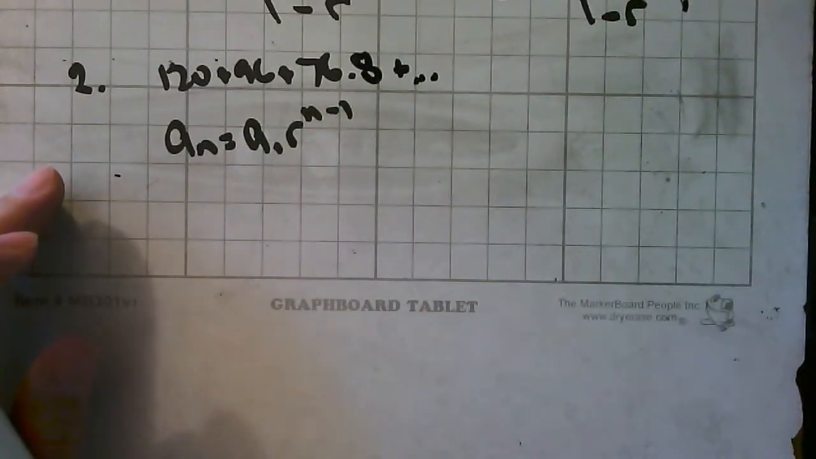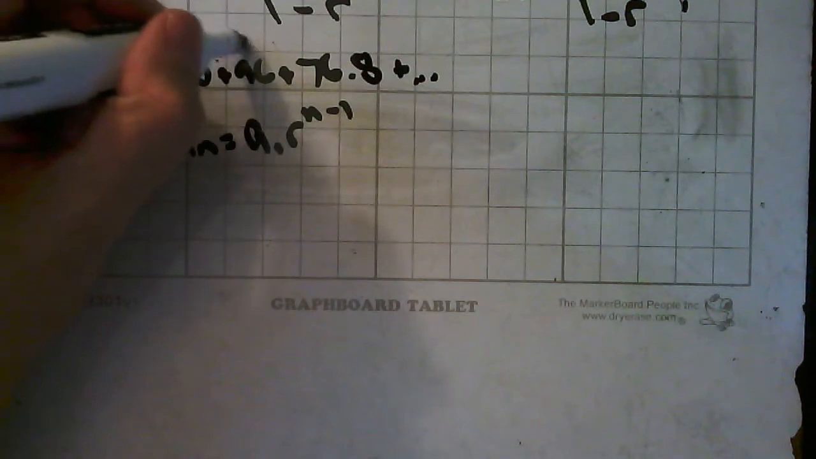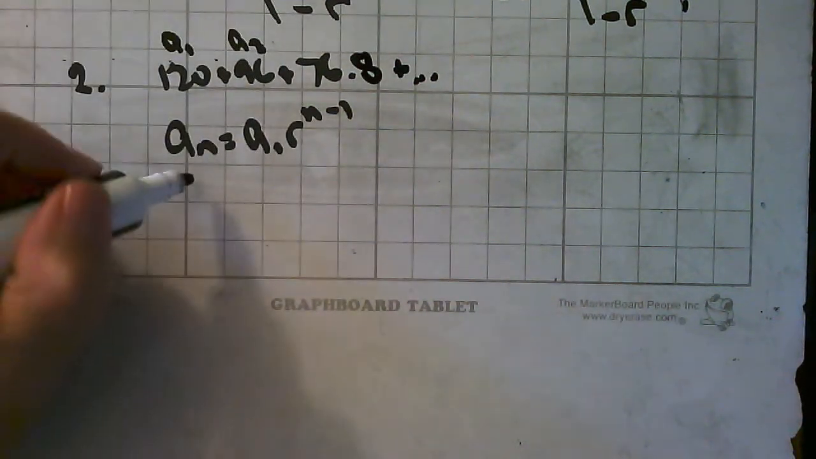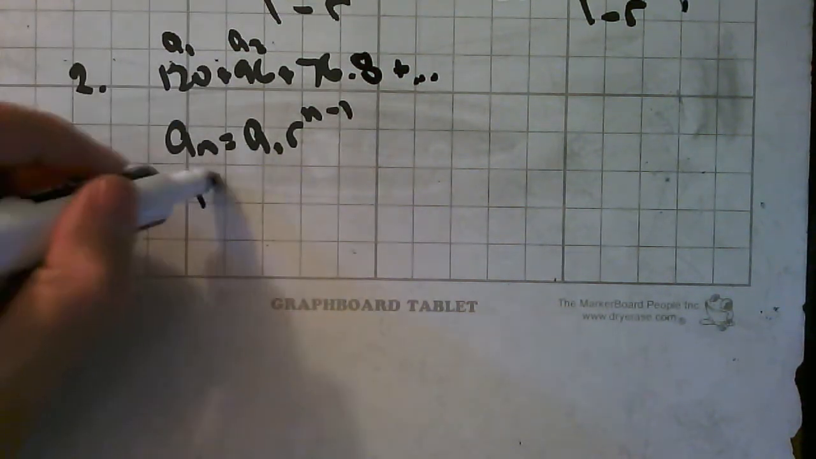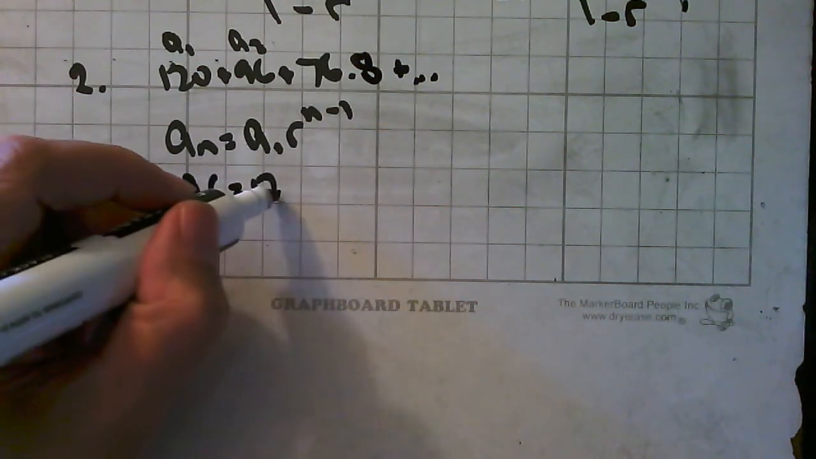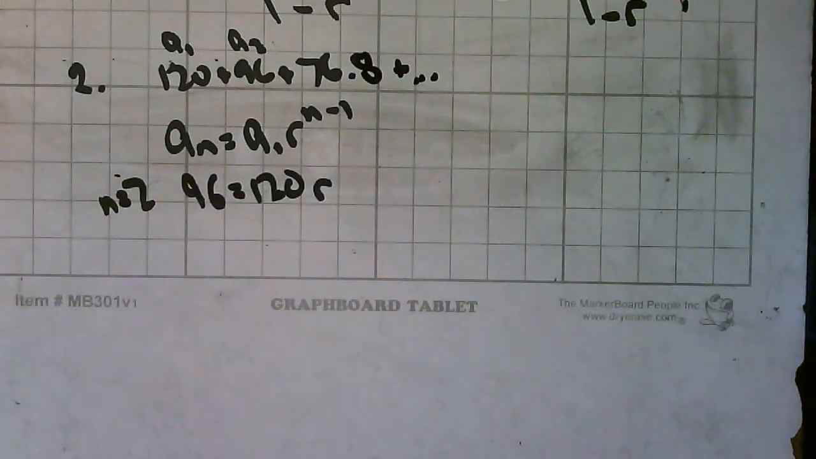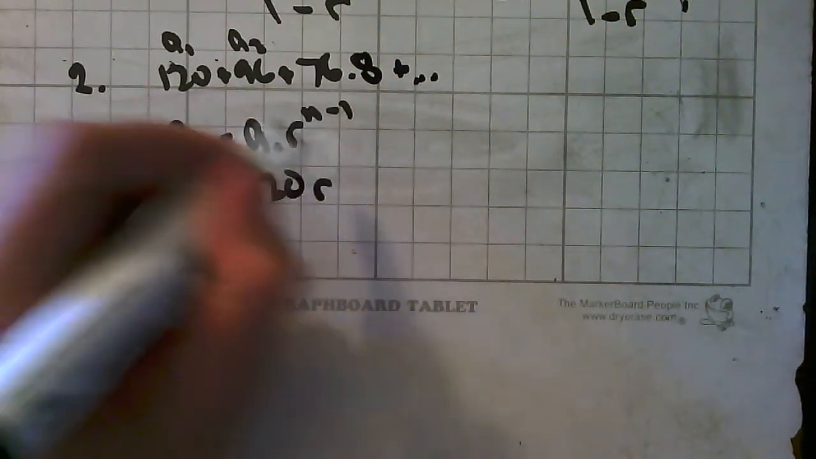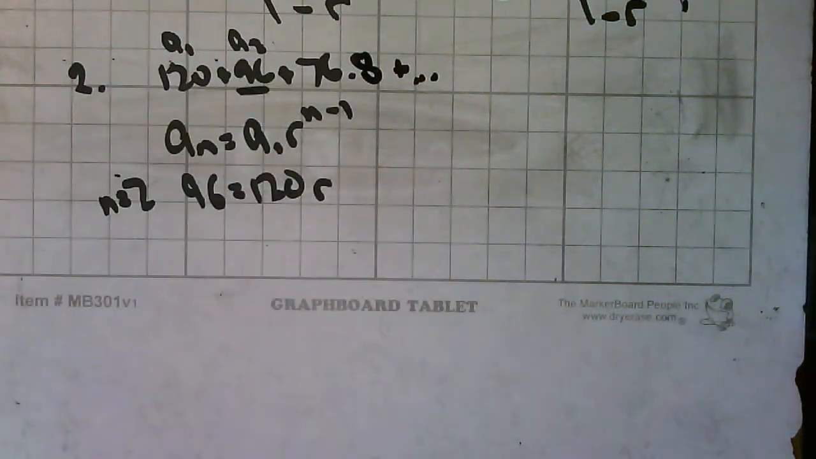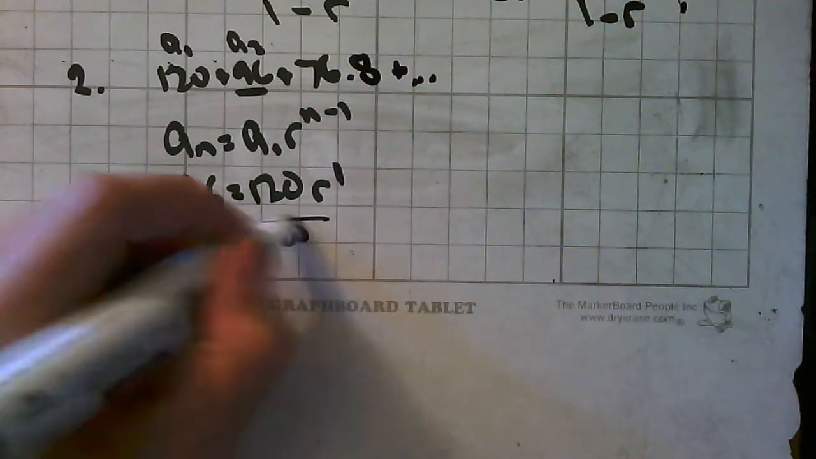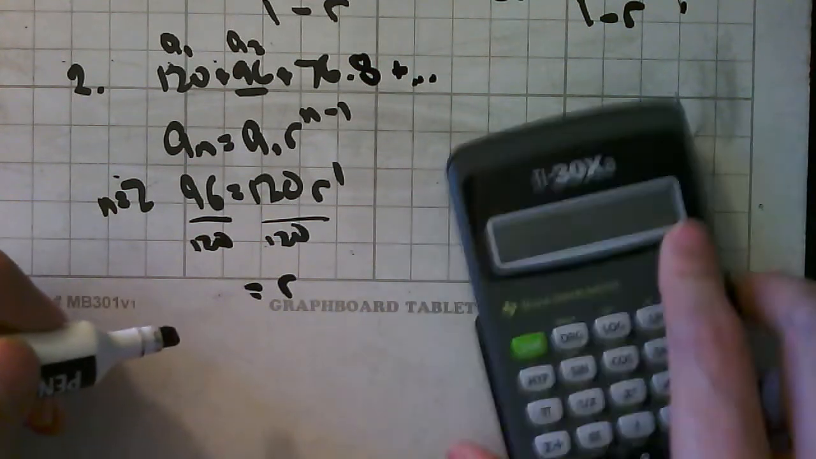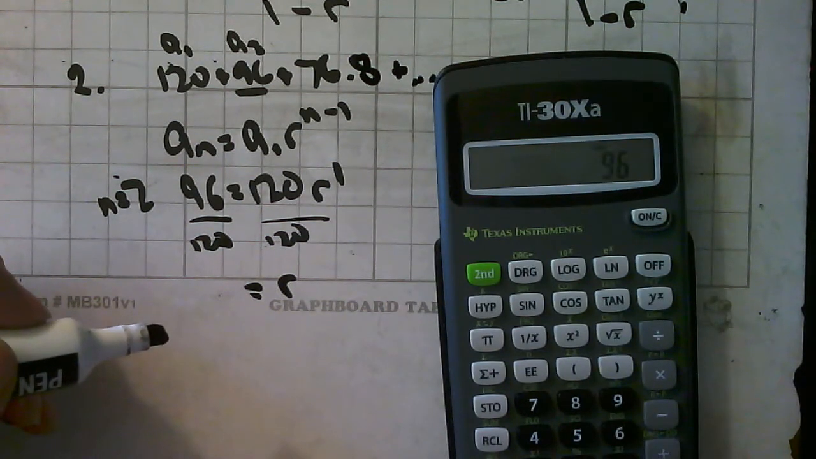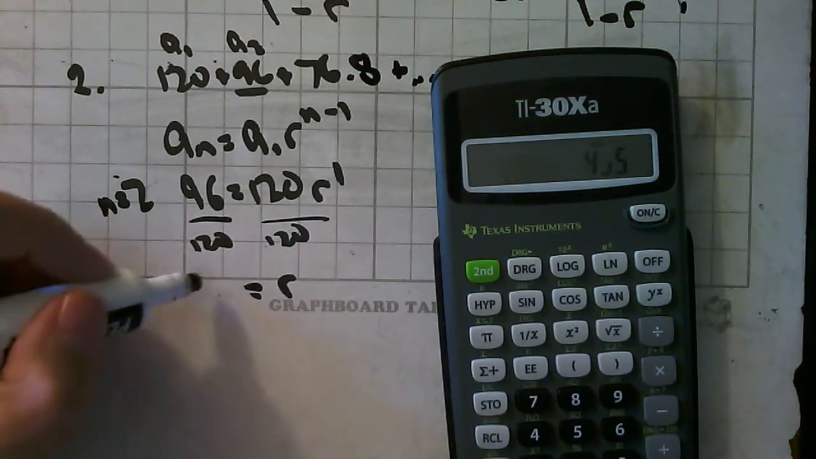In this case, I'm going to use a2 here and a1. So I'm going to use n equals 2 in this example. a2 is 96, a1 is 120. r we don't know. n is 2 because we're using the second term here that we're evaluating. So 2 minus 1 is going to give me 1. I can divide both sides by 120, and I'm going to be left with r equals 96 over 120. I'm going to use my calculator to simplify. We got 4 over 5.